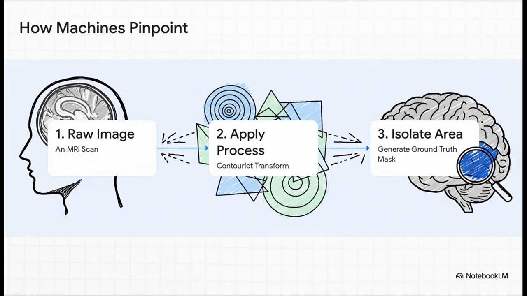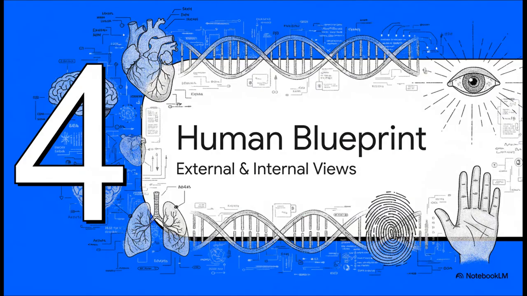Let's break it down. A machine starts with a raw image, like an MRI scan. Then it applies a special process to it, something that enhances all the shapes and edges inside the image. And finally, it perfectly isolates the exact area of interest, creating what's called a ground truth mask that helps a doctor pinpoint the problem. From our internal biology all the way to our external features, the applications here are just huge. And that brings us to our next section, reading the human blueprint.